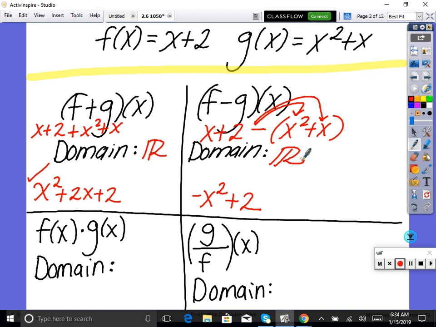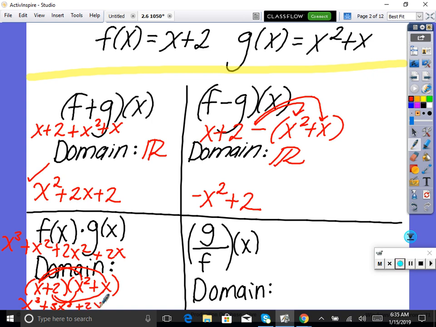Okay, f times g. So we do x plus 2 times x squared plus x, and then we just double distribute. X times x squared is x cubed. I'm going to write up here. X times positive x is plus x squared. Then we have a plus 2x squared, and then plus 2x. So then my final answer is x cubed plus 3x squared plus 2x. And then once again, domain would be all real numbers because it's a cubic. X cubed, there's no restrictions, so all real numbers.